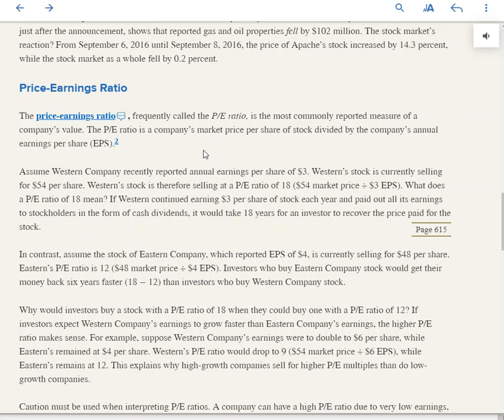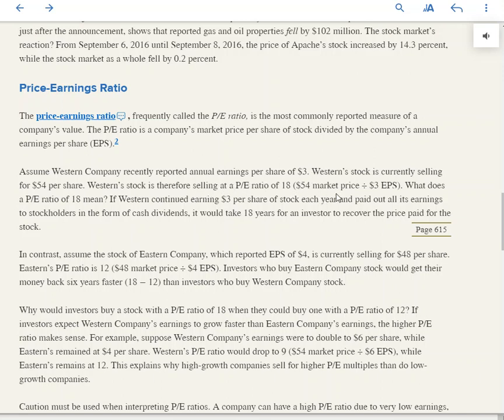Here I am in chapter 11 of your textbook. I'm in the ebook on page 615. So this is the end of chapter 11, and it talks about the price earnings ratio. And it gives us a little more description and an example. They say, assume Western Company recently reported annual earnings per share of $3. Western stock is currently selling for $54 per share. Western stock, therefore, is at a PE ratio of 18.